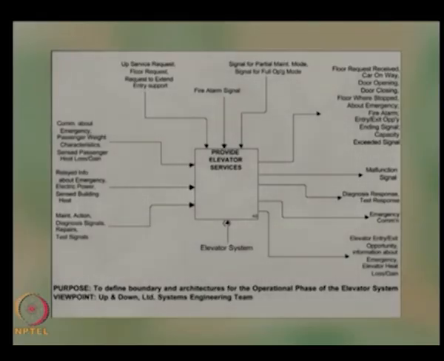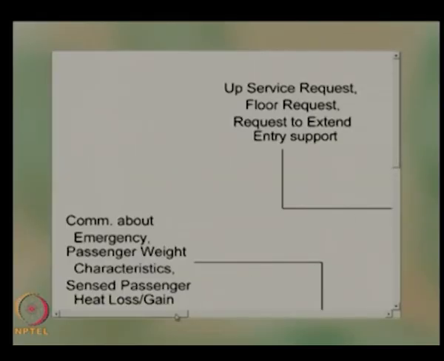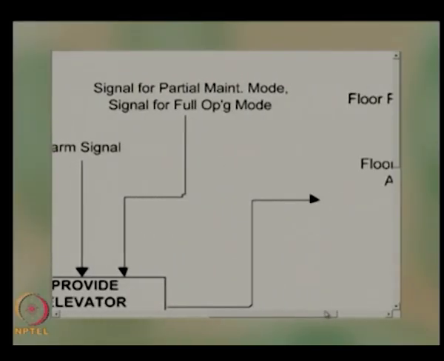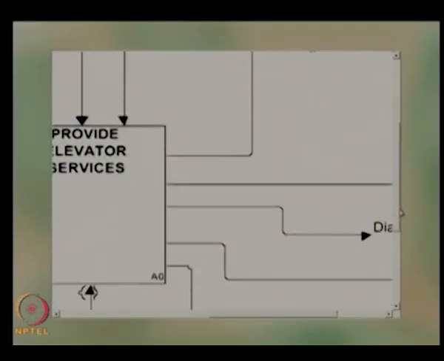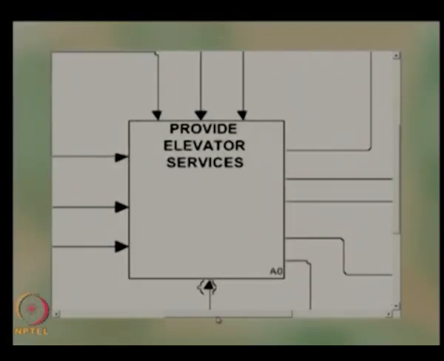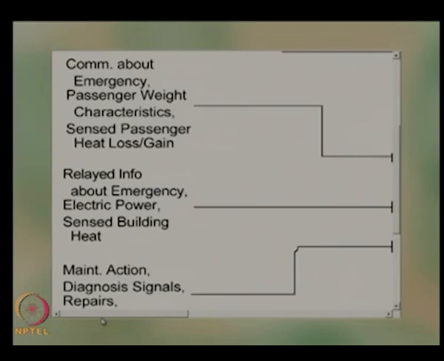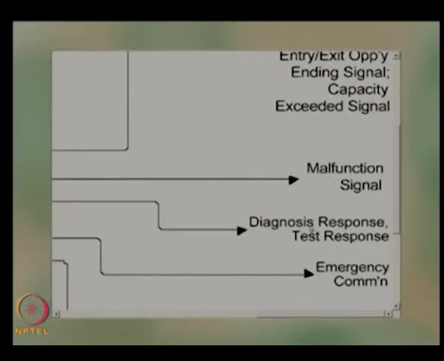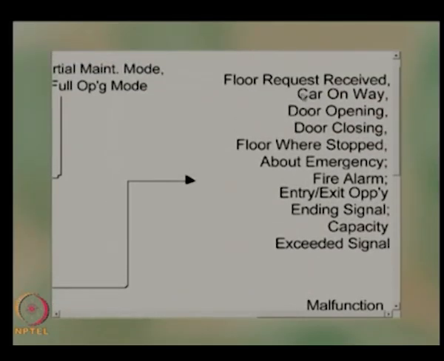So, an external system diagram helps us to identify the boundary of the system where our design efforts need to be focused. This is the same diagram with a better view of the data. You can see this is the main system, the elevator, which provides elevator services. These are the inputs about the emergency and maintenance. Here you can see the outputs: the malfunction signal, diagnose response, test response, emergency communication, and the other outputs, the floor request received, car on way, door opening, door closing, floor where it is stopped, the emergency situation, and fire alarm.